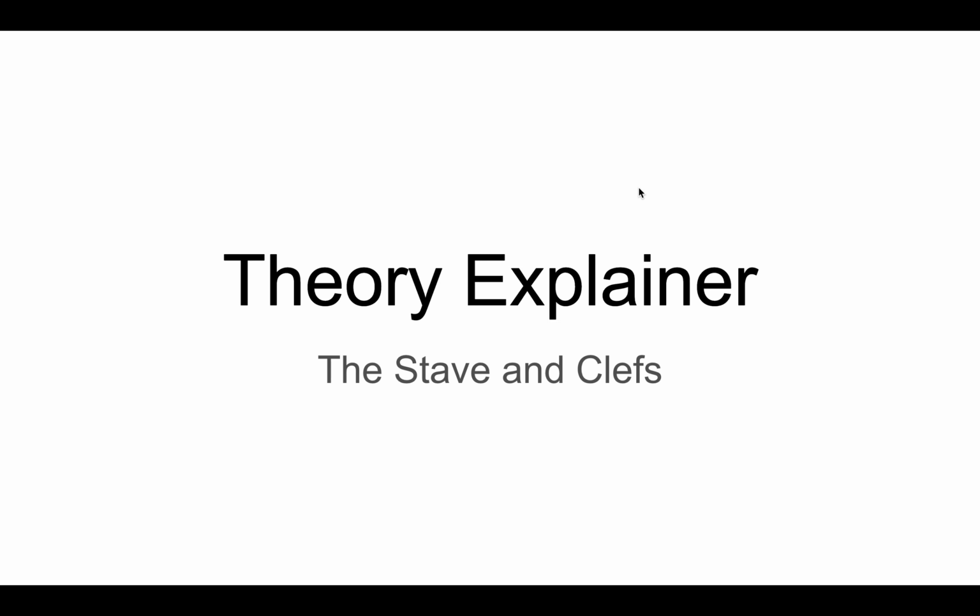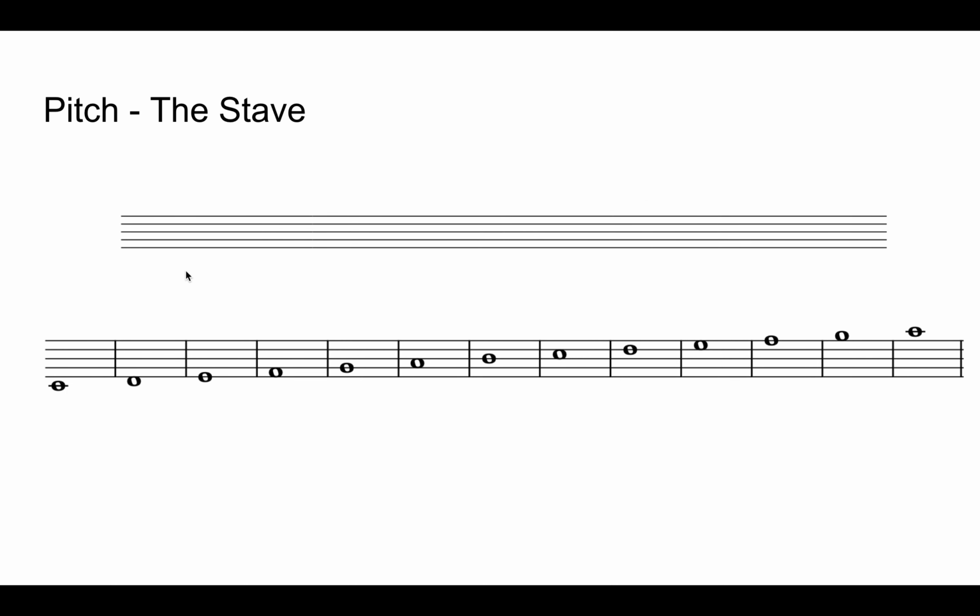Just a quick explainer today on the stave and clefs. We'll kick things off by looking at the stave. The stave is a group of 5 lines that allow us to notate pitch with a real degree of accuracy. It basically works like a ladder, with lower pitches down at the bottom of the stave and higher pitches up at the very top.